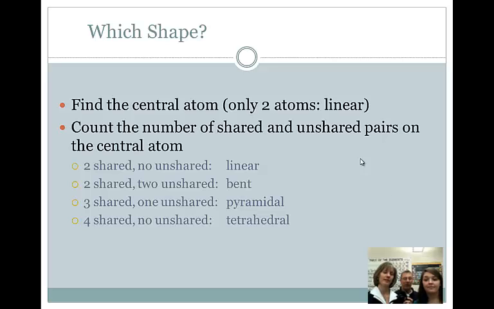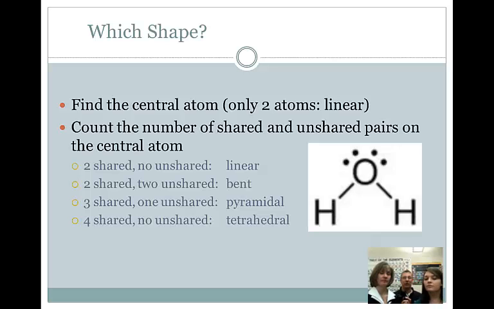If you have a molecule with two shared pairs of electrons on a central atom and no unshared pairs, you're going to end up with our friend carbon dioxide, linear. The double bond counts as one shared pair of electrons. It's a bond. If you have two shared and two unshared, as you do in the water molecule, and if you draw the Lewis dot structure, you'll see that for sure, it's bent.